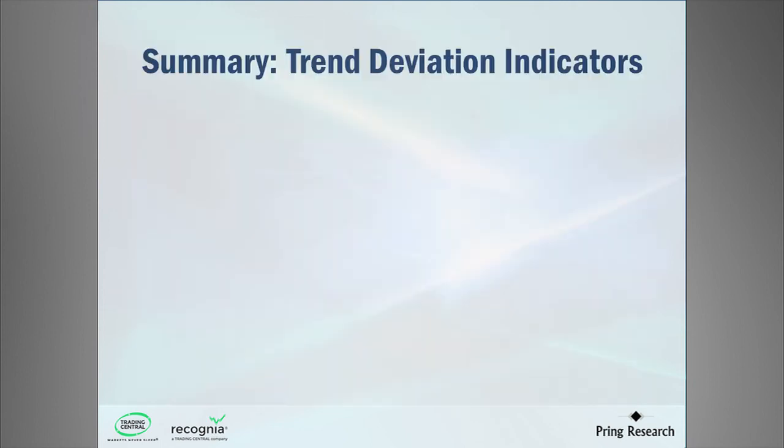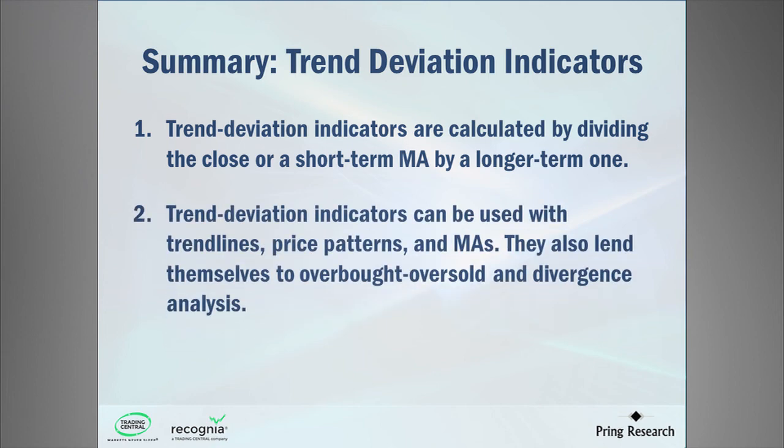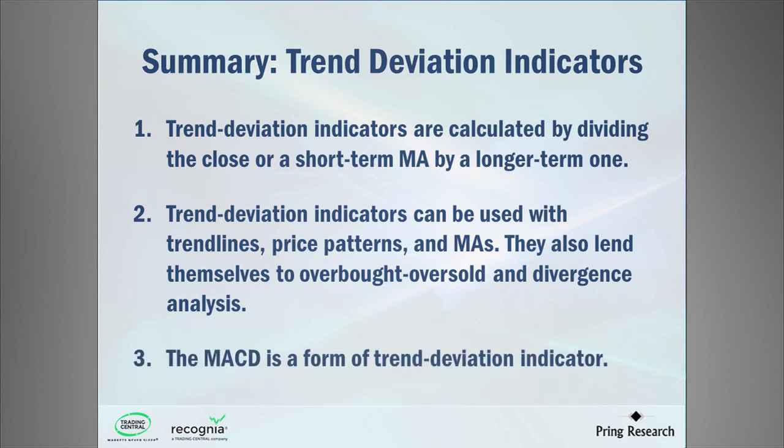Summary. 1. Trend deviation indicators, and here I include the MACD, are calculated by dividing the close, or a short-term moving average, by a longer-term one. 2. Trend deviation indicators can be used with trend lines, price patterns, and moving averages. They lend themselves to overbought and oversold divergence analysis. 3. The MACD is a form of trend deviation indicator.